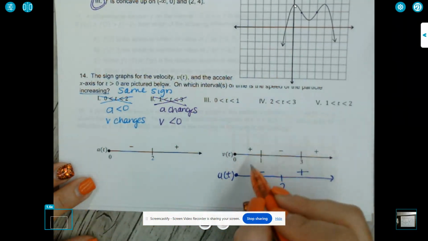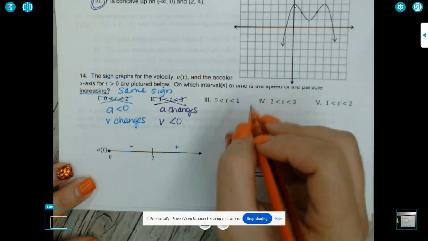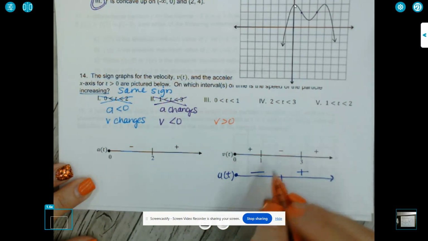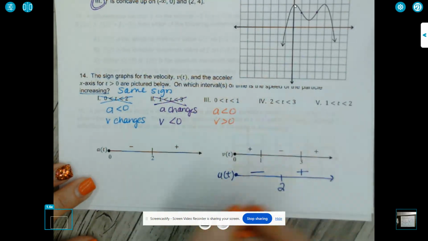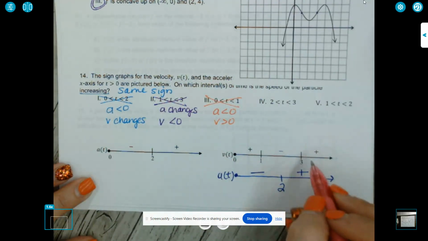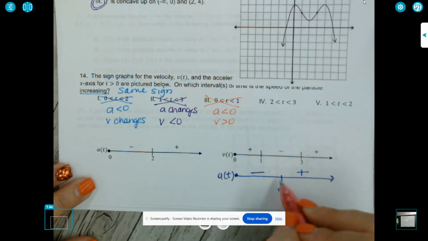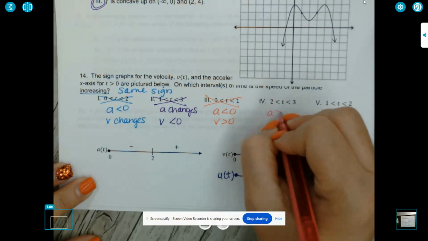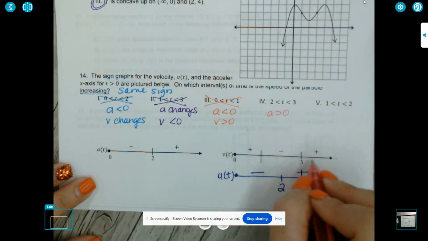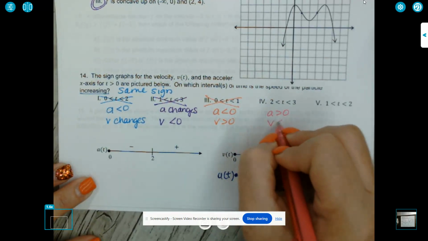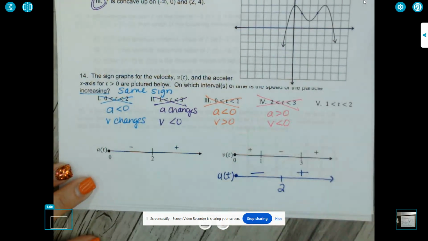All right, the third one, 0 to 1. Well, our velocity here is greater than 0. And from 0 to 1, our acceleration is less than 0. So, not the same signs. 2 to 3. All right, well, 2 beyond, our acceleration is positive. And from 2 to 3, our velocity is going to be negative. Okay, not the same sign.